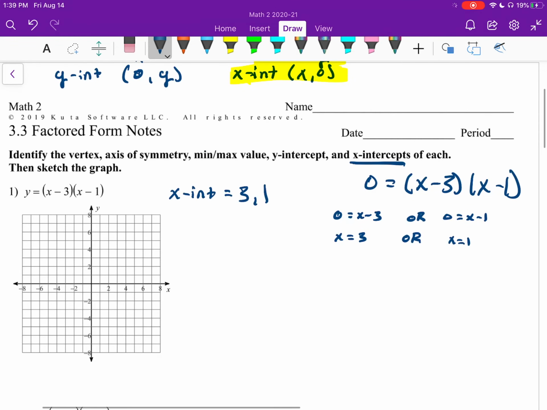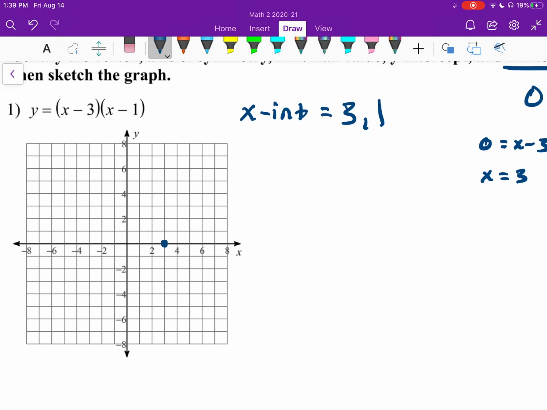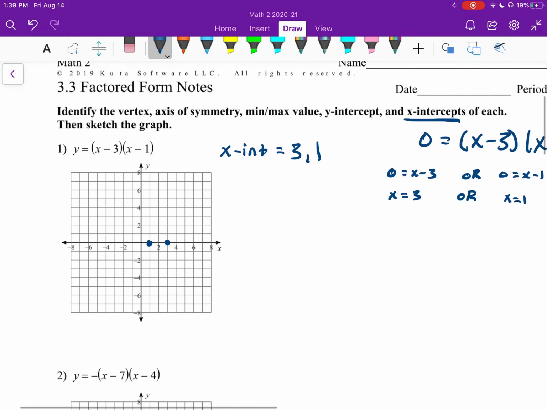Okay? Let's graph that on our graph. So I've got a point at 3 and I've got a point at 1. Okay. Next up, let's talk about our vertex a little bit.